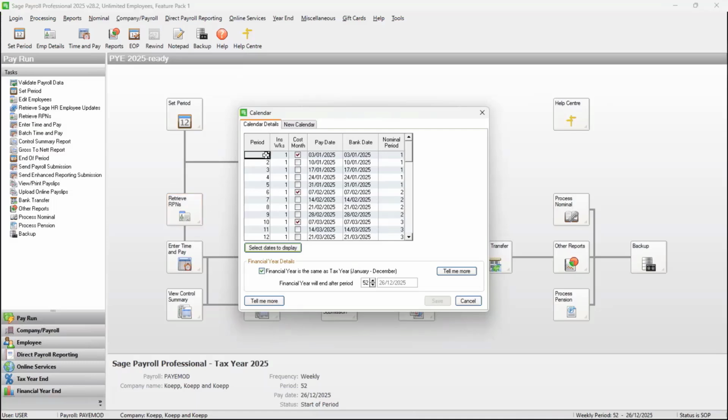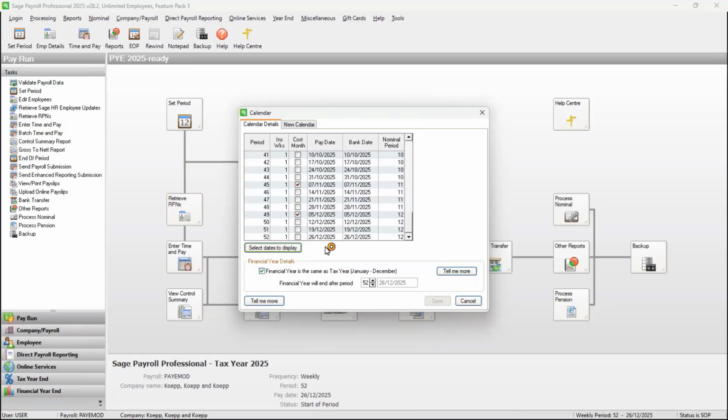you'll see within this calendar, I have the period numbers. I then have columns for pay date and bank date, and it is the pay date that determines the tax period. And in my example, my employees are paid every Friday. So you can see at the start of year, period 1 was Friday the 3rd of January. And if I scroll all the way to the bottom, that will then confirm my last period of the year. So in this example, it's going to be period 52, and the pay date is Friday the 26th of December.